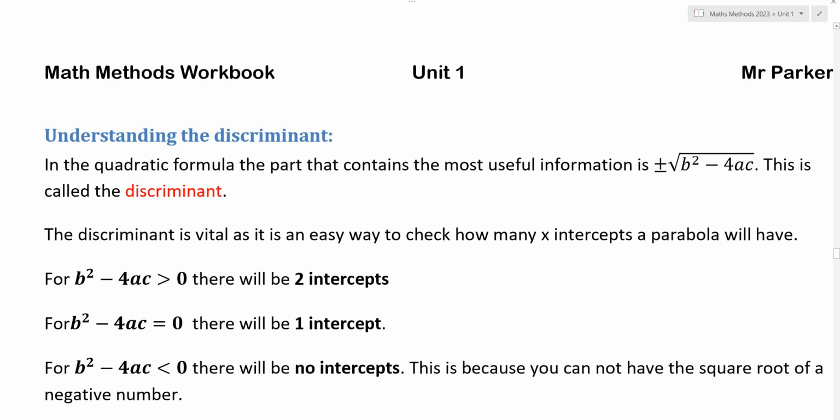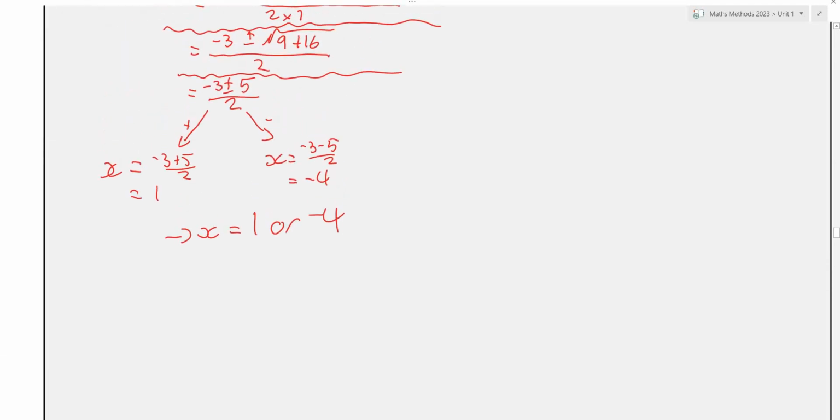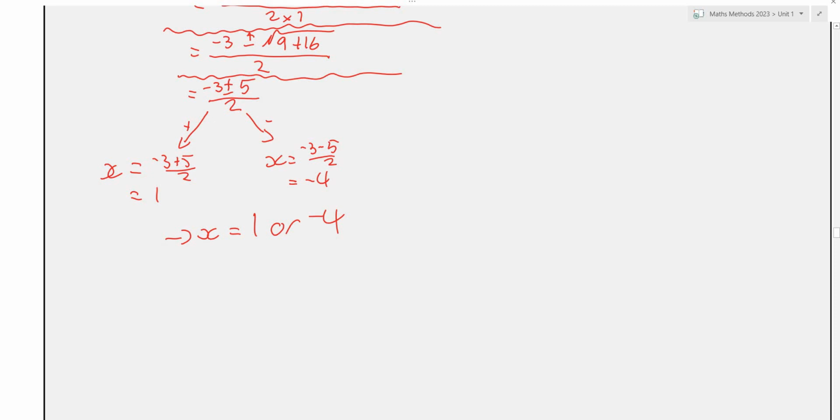This is actually really important, guys. The reason the quadratic formula is important, as we saw, because of that plus minus, it gives us two possible answers. But not every quadratic will give you two answers, because remember, not every quadratic crosses the x-axis, and not every quadratic crosses it twice. Some of them don't cross it at all, some of them only cross once. Okay?